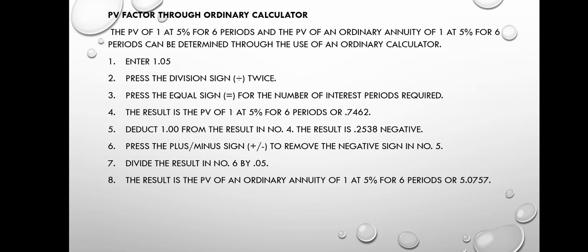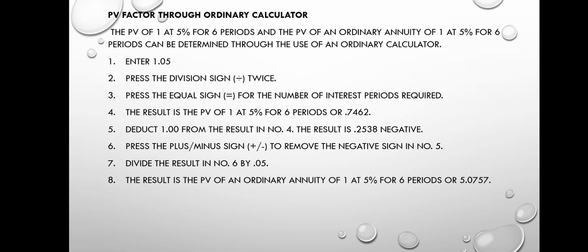These are the steps for getting the PV factor. First, enter 1.05, which is 1 plus 5%, so it is equal to 1.05. Second, press the division sign twice. Third, press the equal sign for the number of interest periods required. This example has 6 periods, so we press the equal sign 6 times. Four, the result is the PV of 1 at 5% for 6 periods, or 0.7462.